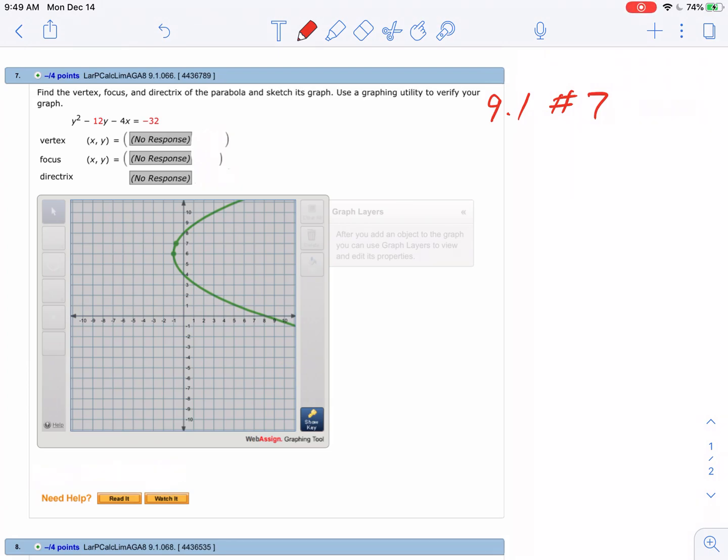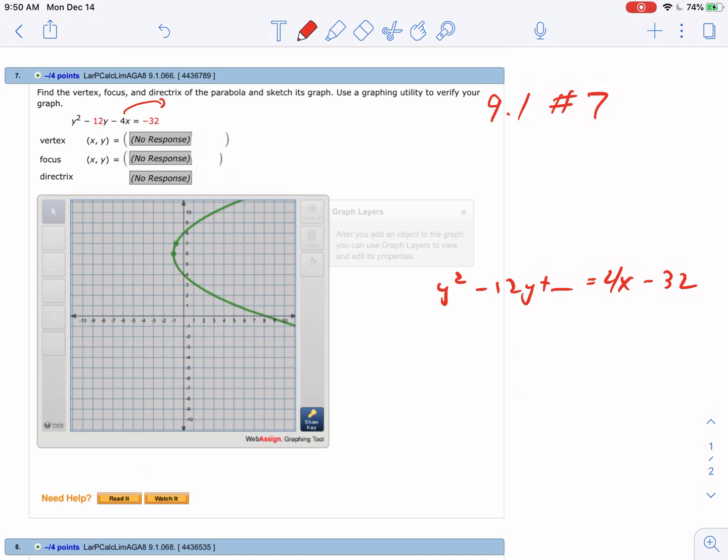So with 9.1 number 7, we're going to have to do some work to put this in its standard form. So this is an equation of a parabola. And because y is squared, we'll keep y squared on the left side. We'll add something new. But now remember, everything else should go to the other side. So if I move the 4x to the other side, it will be positive, and that negative 32 stayed put. So I'm going to write it as 4x minus 32.